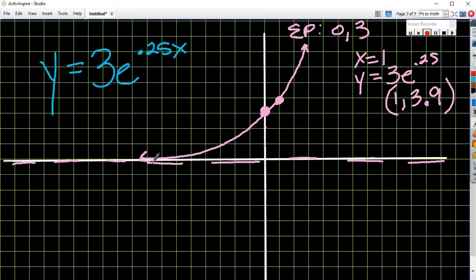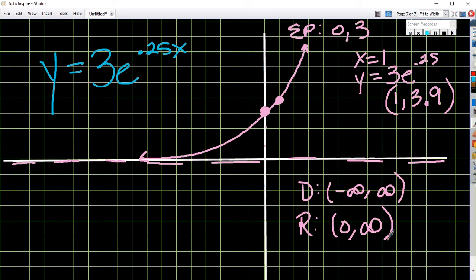What's the domain here? Negative infinity to positive infinity. Good word. What is the range? 0 to positive infinity. Brackets inclusive, parentheses exclusive.